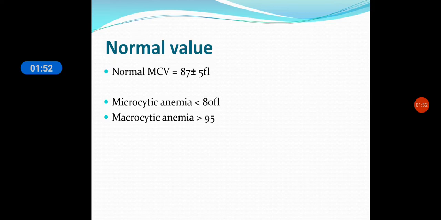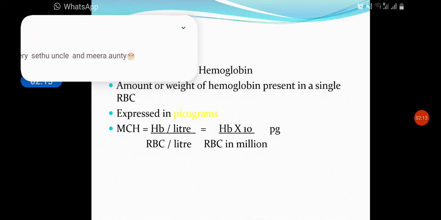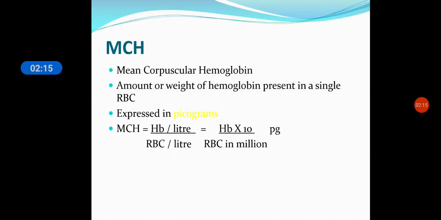Okay, so these are the normal values. When it is less than 80, it is microcytic. More than 100, you can label it as macrocytic anemia. Okay, next one is mean corpuscular hemoglobin. That will tell you the amount, or the weight, of hemoglobin present in a single RBC. It is usually expressed as picogram.